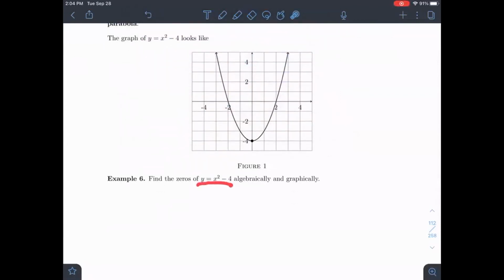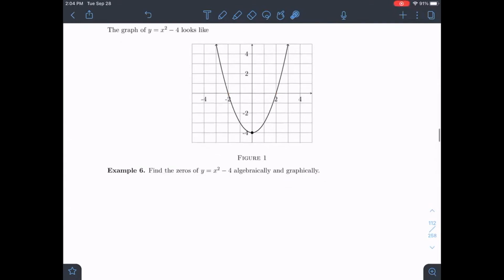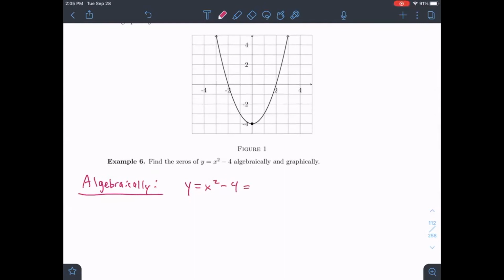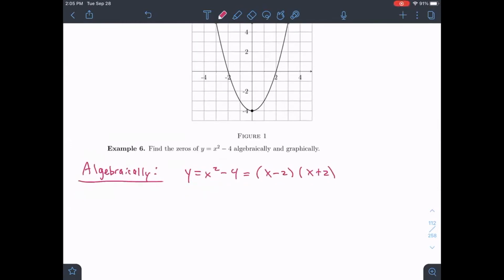Algebraically just means it wants you to solve the equation, like factor y equals x squared minus 4. And then graphically is just looking at the graph and seeing where our function ends up being equal to 0. So first I'll do things algebraically. This is what we've been doing so far. We have y equals x squared minus 4, and this is equal to x minus 2 times x plus 2. This is an example we saw earlier, a difference of squares.